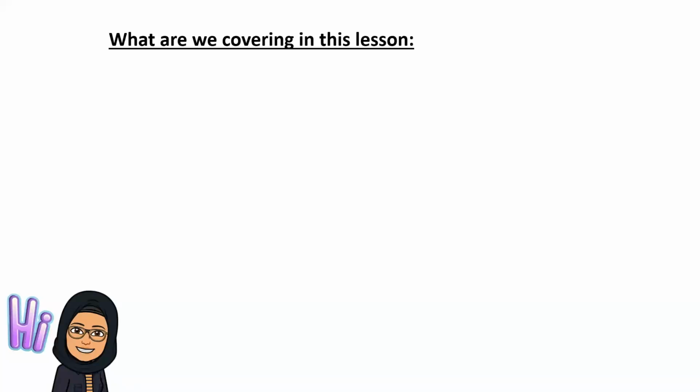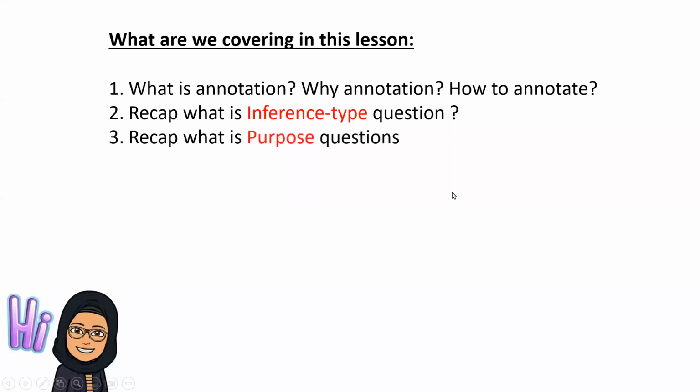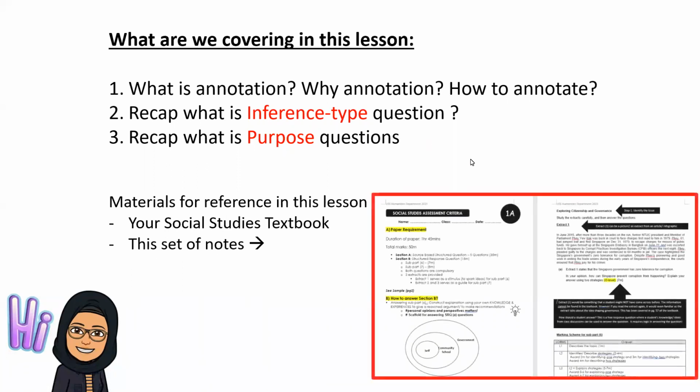So for today's lesson, we are covering the following. We are looking at what is annotation, why annotation, how to annotate. We are also looking at recapping what is inference type questions, what is purpose questions. And for this lesson, you will need the following. You'll need your social studies textbook, as well as this set of notes, which is 1A.